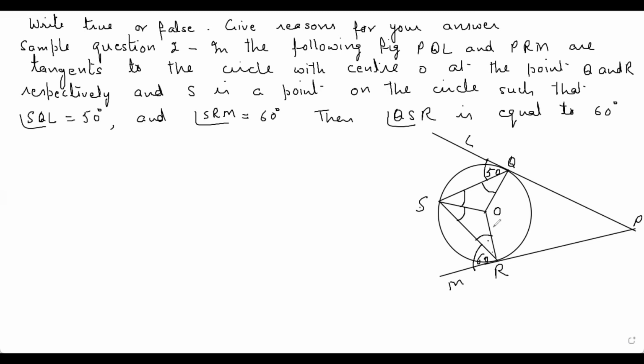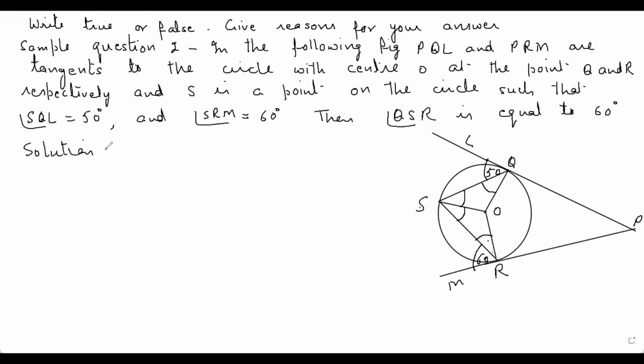Why? Because OR, OS, and OQ are radii, and radii are equal. So angles opposite to equal sides are equal. It means this whole angle is equal to 70 degrees. So he says QSR is equal to 60 degrees, whether this is right or wrong, and this is a wrong answer. This is false. So actually this answer should be 70 degrees. So let me write it here.